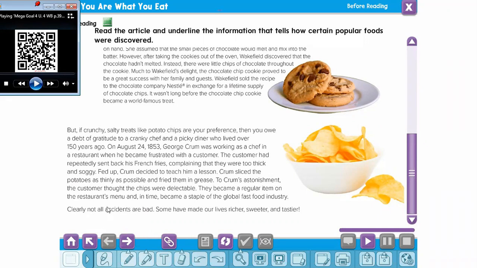Now, my dear students, I wanted to tell you that clearly not all accidents are bad. At the end of the paragraph or the article, he says clearly, not all accidents are bad. Some have made our lives richer, sweeter, and tastier. Because these people discovered some important kinds of foods accidentally.